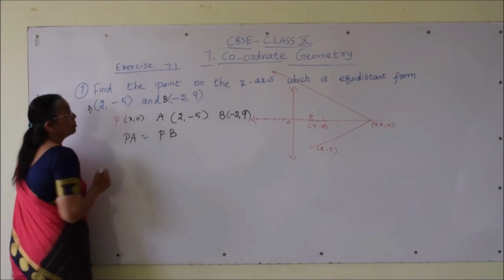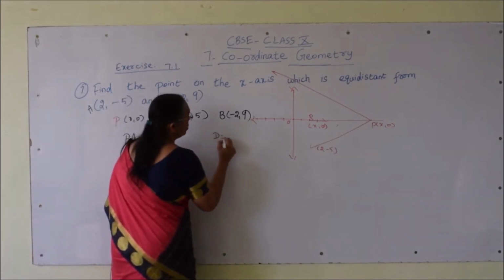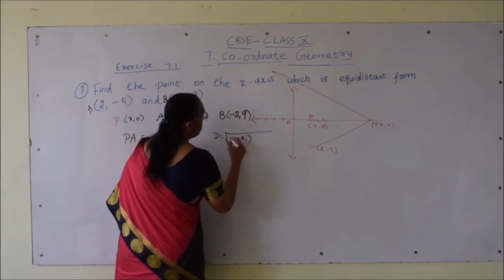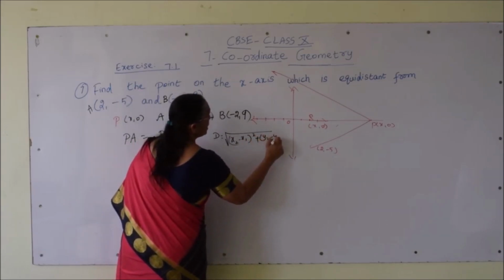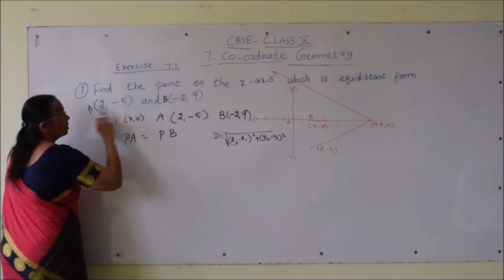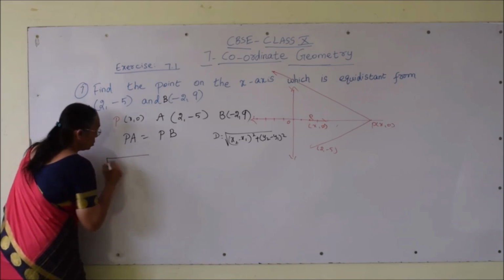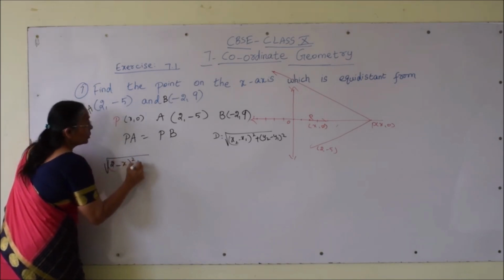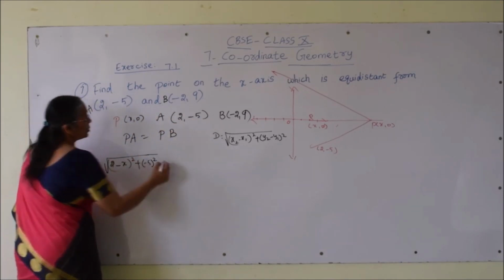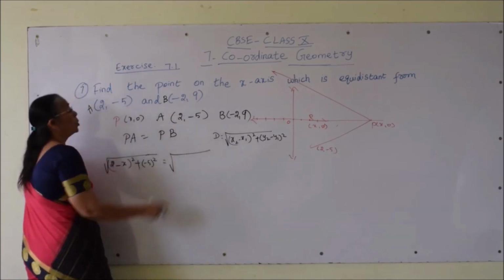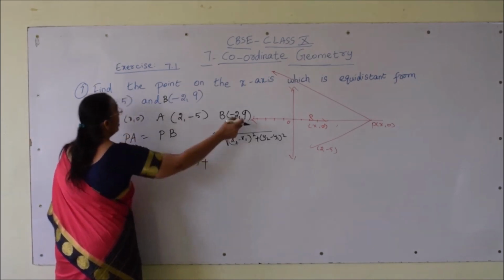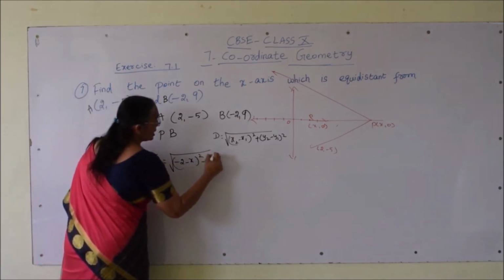So, using the distance formula. What is the distance formula? The distance between 2 points x1, y1 and x2, y2 is root of x2 minus x1 whole square plus y2 minus y1 whole square. So, PA distance is root over 2 minus x whole square plus minus 5 minus 0 whole square, which is minus 5 whole square. PB distance is root over minus 2 minus x whole square plus 9 minus 0 whole square, which is 9 square.